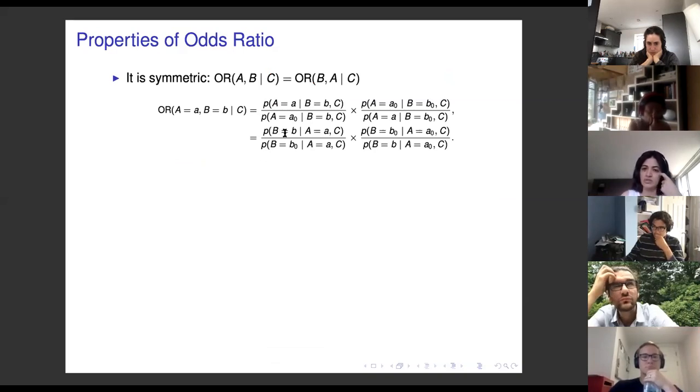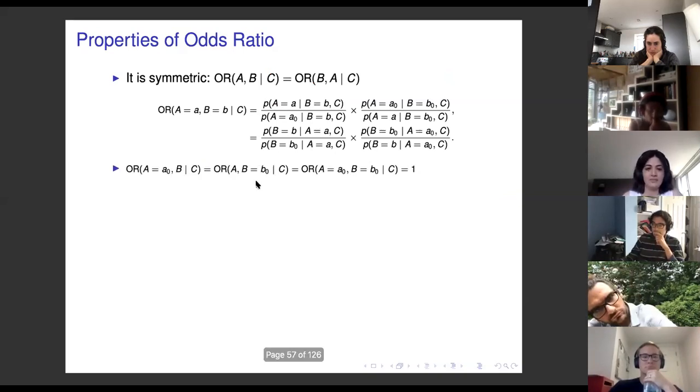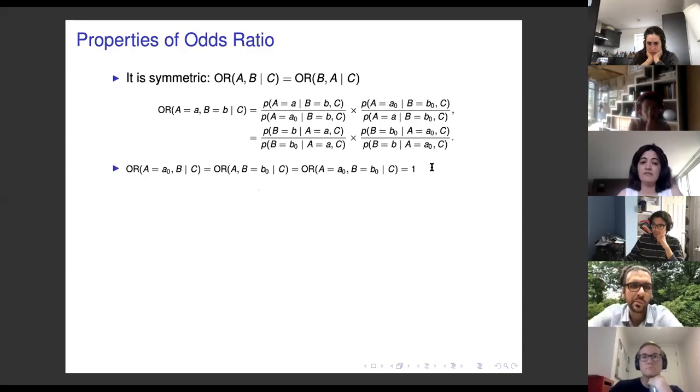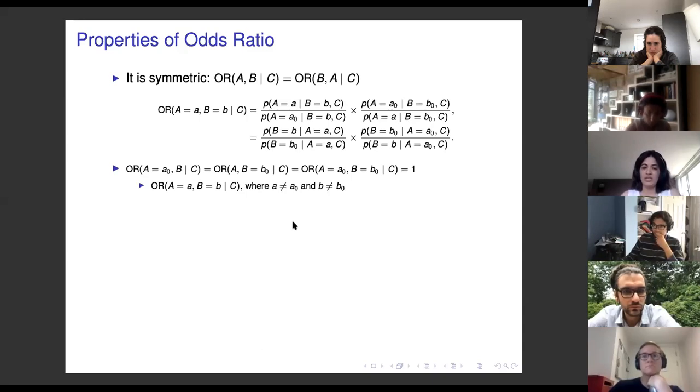So I can use the distribution of B given A and C in order to write down what the odds ratio is. And it's easy to see that the odds ratio also is going to be evaluated at 1 whenever either A or B are evaluated at reference level, because of the cancellations that really happen in these cases. So the only interesting evaluation of the odds ratio happens when neither A nor B are evaluated at a reference level.